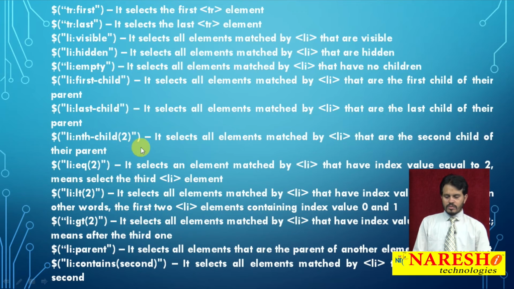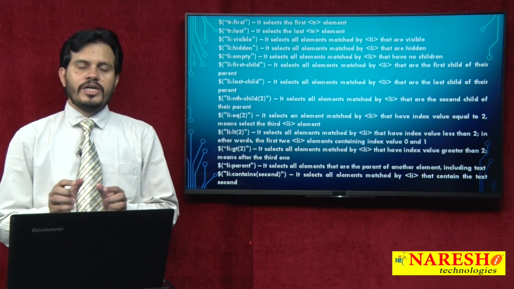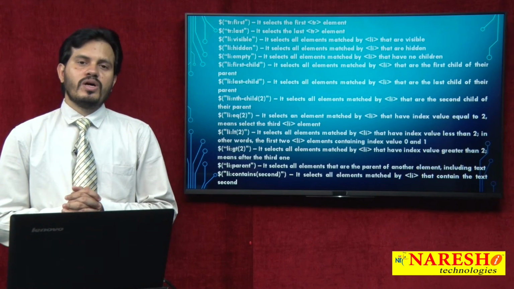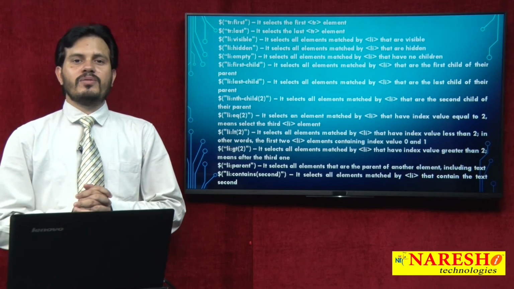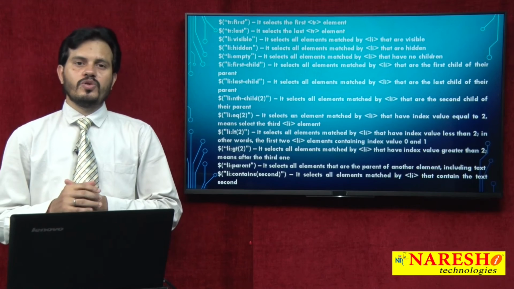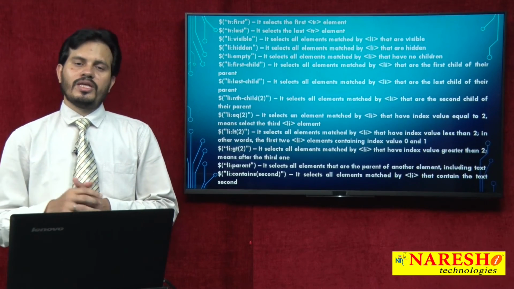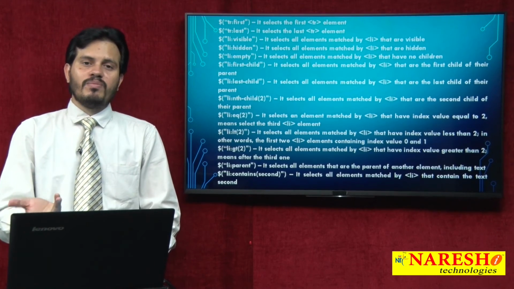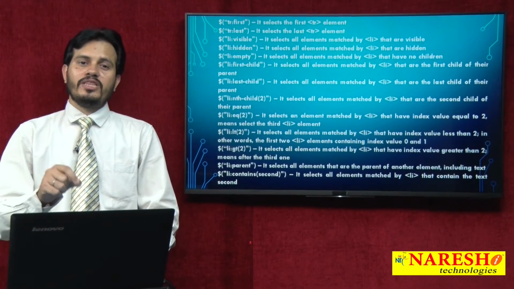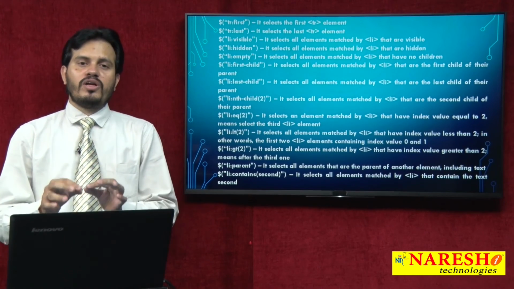So we have seen li colon first child, li colon last child, li colon nth child. Now we have li colon eq of 2. Eq of 2 is going to select one element by the li index value equal to 2. In the collection, each item maintains an index number starting from 0, 1, 2, 3 and so on. So if you want to select any element by using its index number instead of nth child, nth child only works for what?